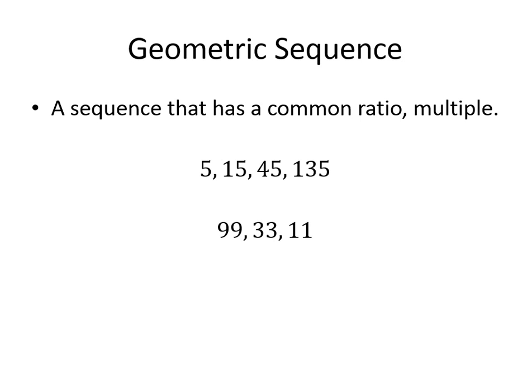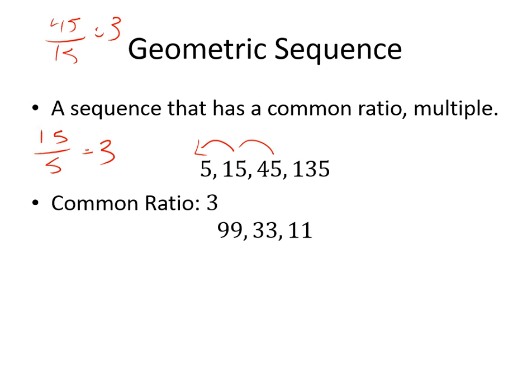Now to find it, you're going to take the second number and divide it by the first. So 15 over 5 gets you 3. Then the next one you're going to go 45 over 15. That gets you 3 again. And if you do it again, it gets you 3 again. So our common ratio for the first one would be 3. We took the second number and divided it by the first.